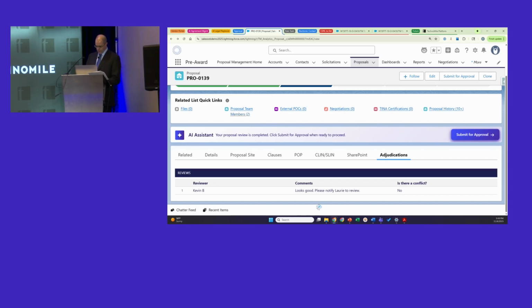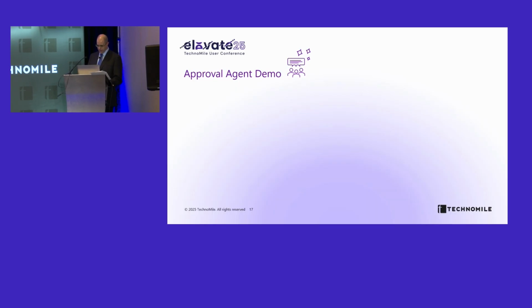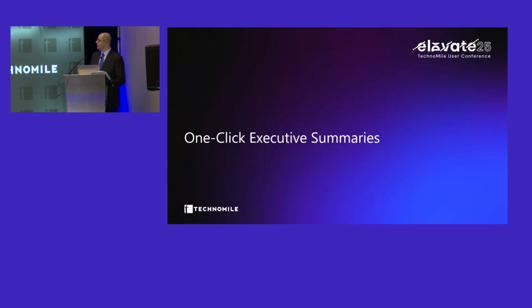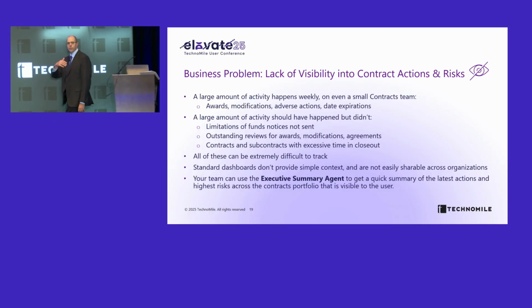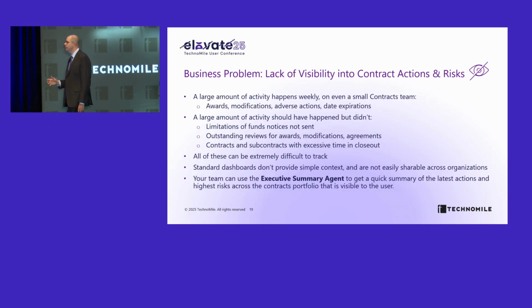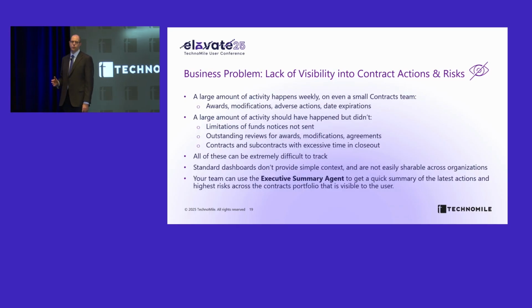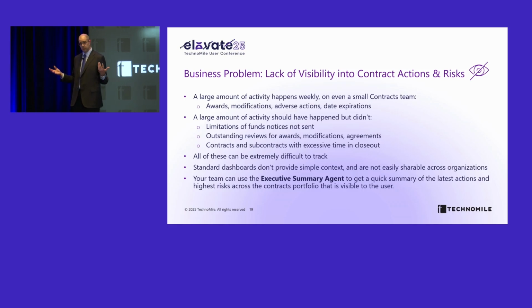All right, one final agent. Okay, one-click executive summaries. A lot of our clients have dashboards, and dashboards run across their entire contract system, but they're actually very difficult to interpret. They don't offer a lot of the context that people would want. And so we wanted to show just a very simple, straightforward approach of searching across the entire contracts, which a dashboard can do, but in a much more humane way, basically.